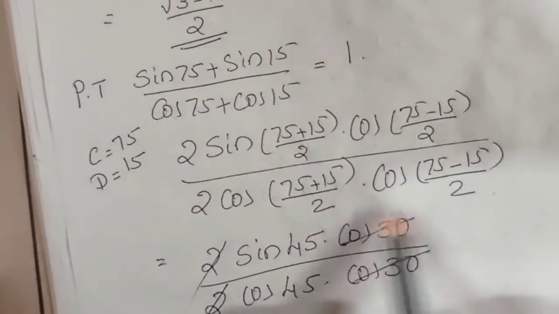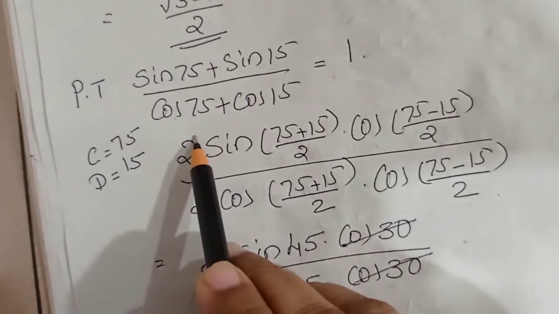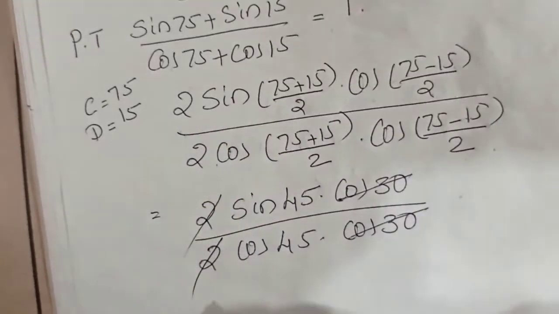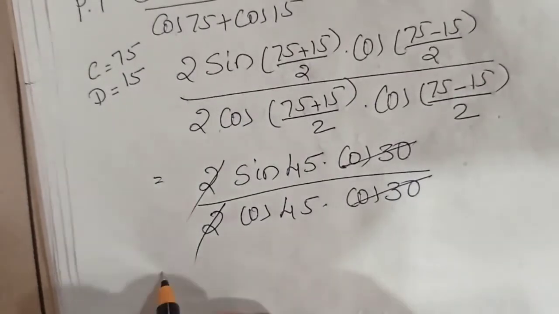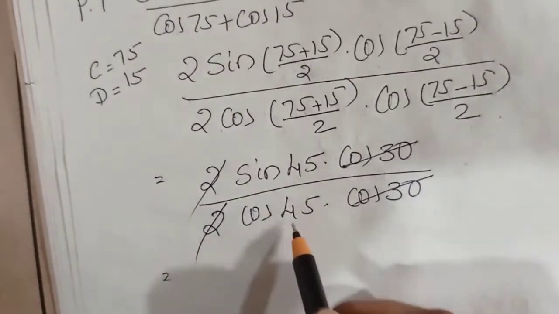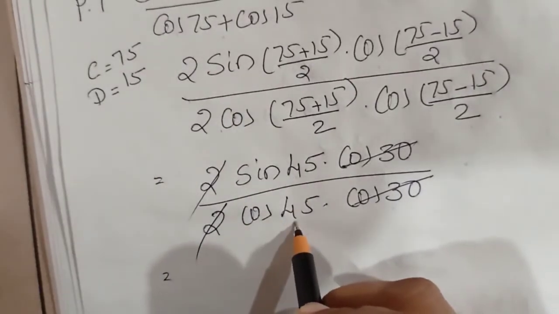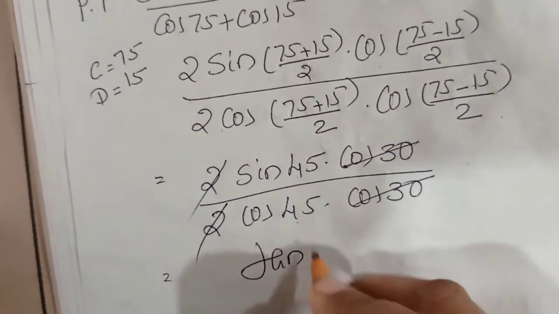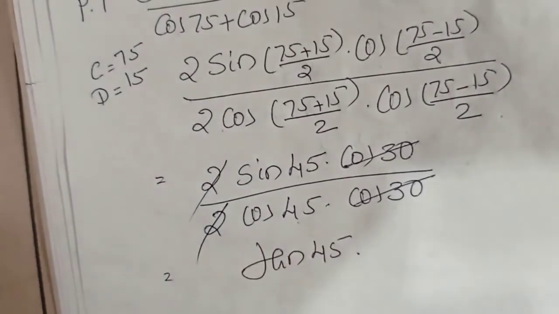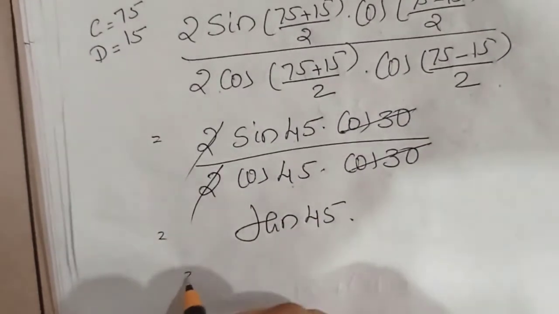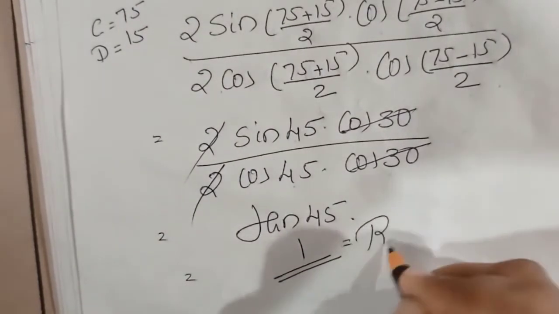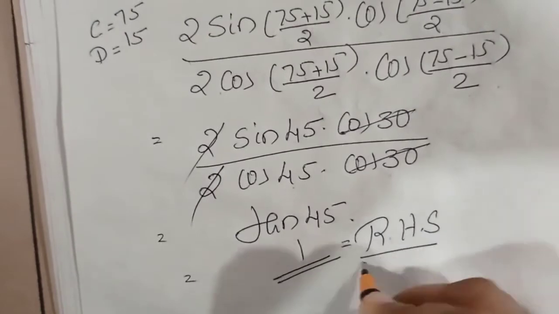In this, the first step itself, you can cancel this 2 and this cos. Then you will get sin by cos only. Now, what is sin 45 by cos 45? What is sin by cos? Yes, I can hear. Say loudly. Tan 45. What is the value of tan 45? Yes, 1. Hence, that is equal to the RHS, or hence we proved the result.